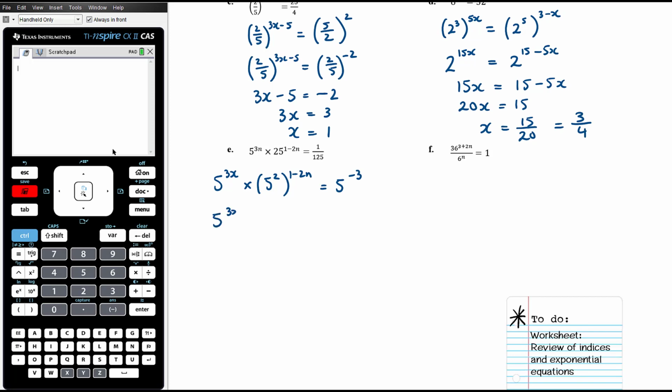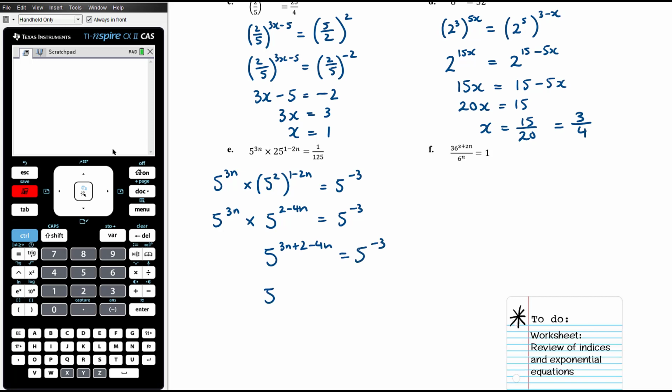So this is 5 to the power of 3n times this is 5 to the power of 2 times 1 minus 2n, so 2 minus 4n equals 5 to the negative 3. Okay, then we're now multiplying with the same base, so we can add the powers. So we have 5 to the power of, sorry, it shouldn't be 3x, should it? It should be 3n. My apologies. 5 to the power of 3n plus 2 minus 4n, so adding the powers.